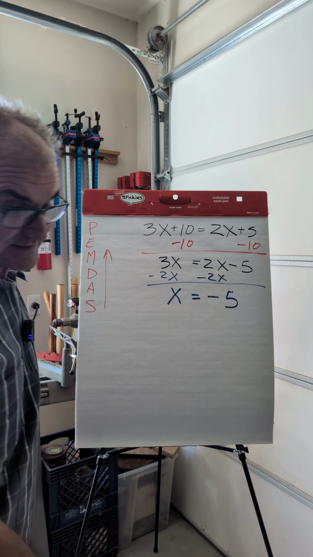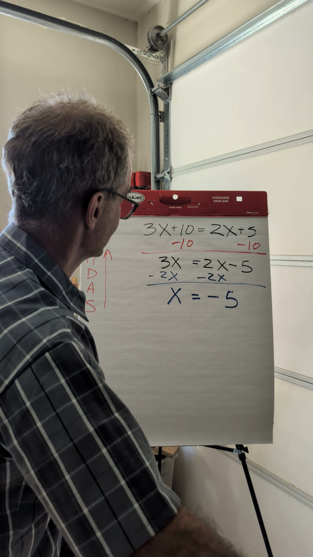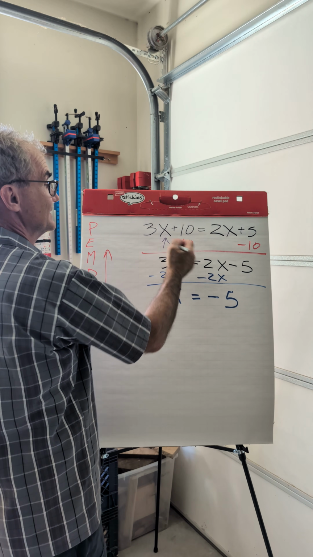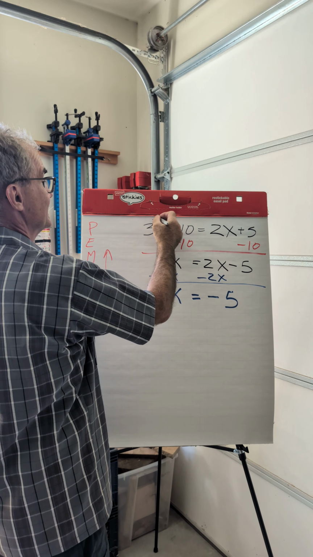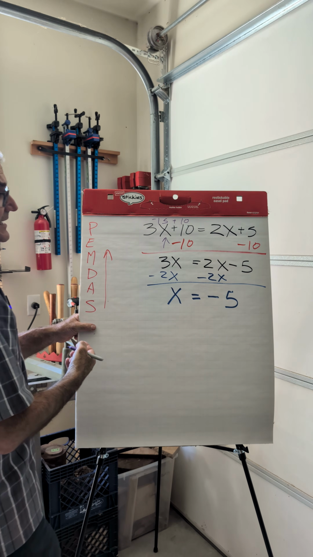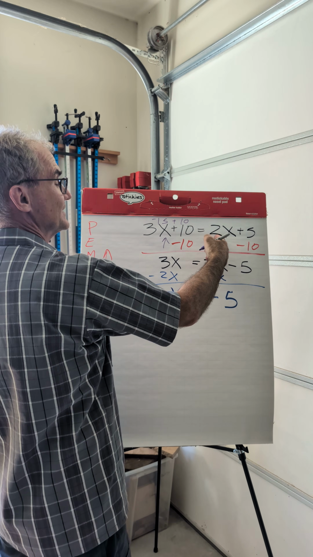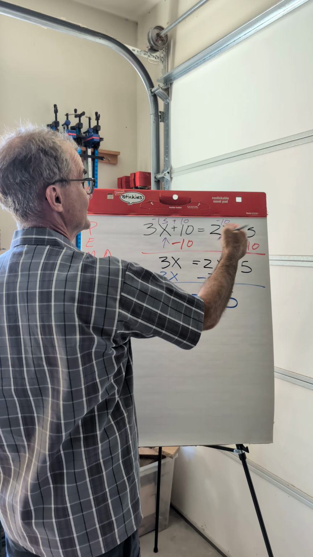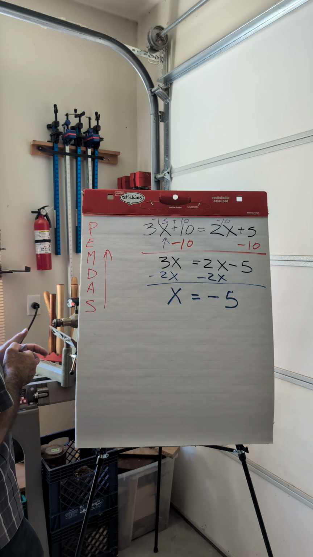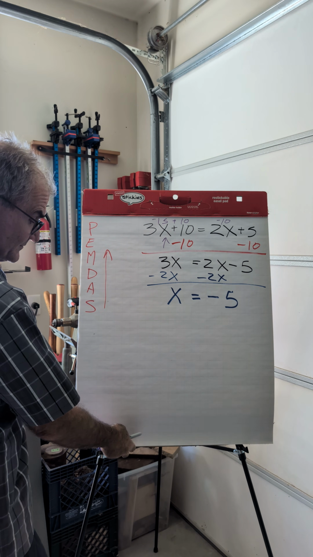Let's even see if I did this correctly here. X is equal to negative 5. I take that, plug it in here. Negative 5 times 3 is negative 15 plus 10, negative 5. Negative 5 times 2 is negative 10 plus 5. Negative 5 equal to negative 5. Yes, it is. I solved that correctly.